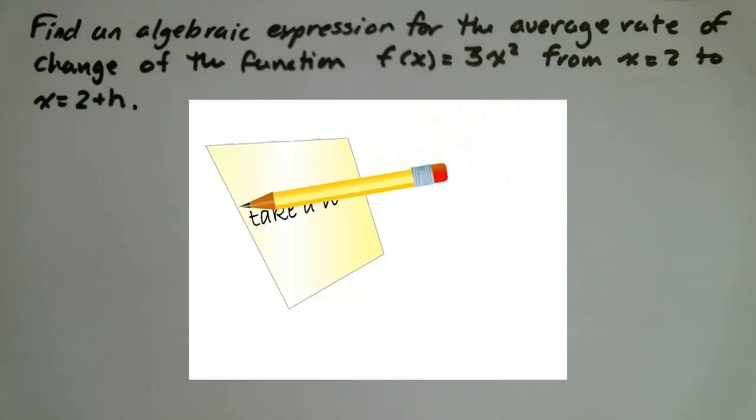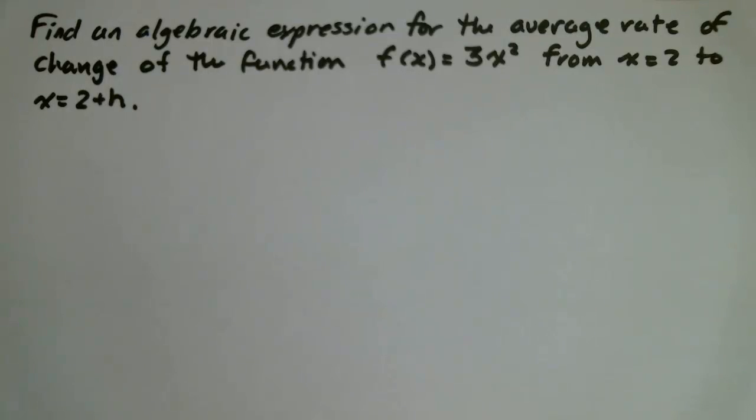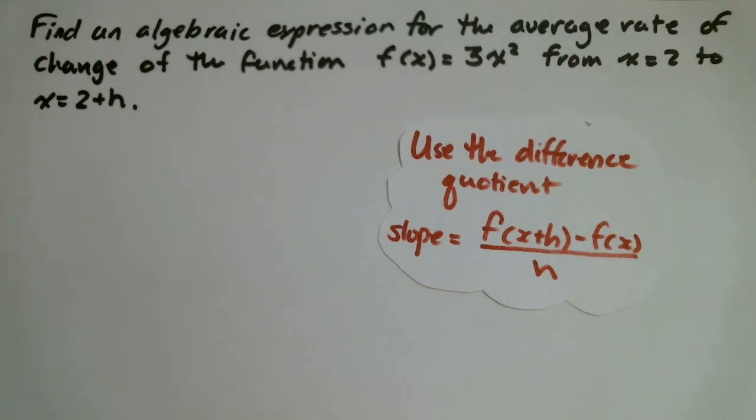Now we're being asked to find an algebraic expression for the average rate of change of the function f(x) = 3x² from the point where x equals 2 to the point where x equals 2 plus h. And so we're given a number for x, but we're not given a number for h. So we're going to end up with an expression in h. Now, what we're going to do, obviously, is use the difference quotient.